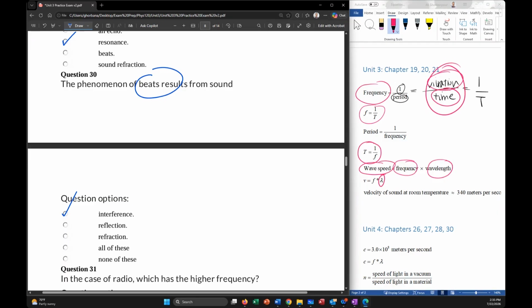the incident wave and the reflected wave.